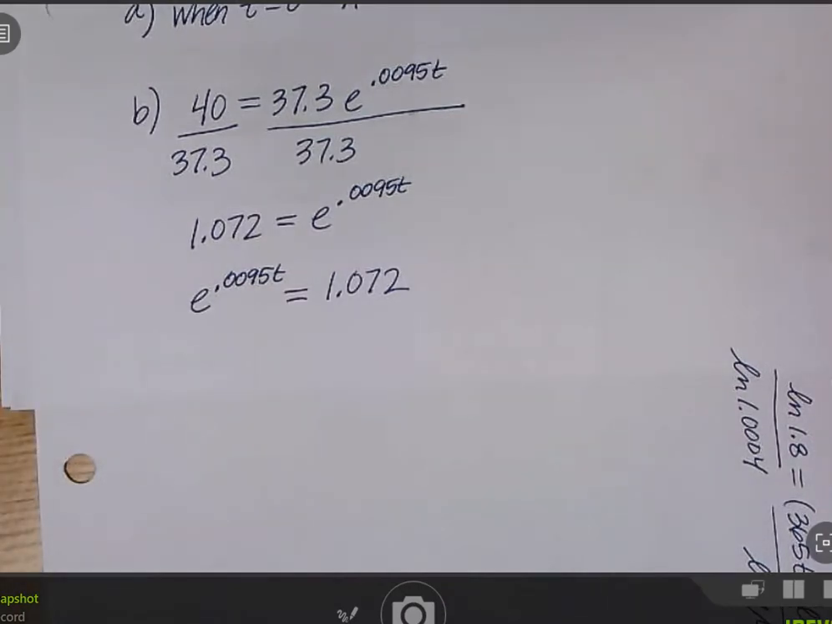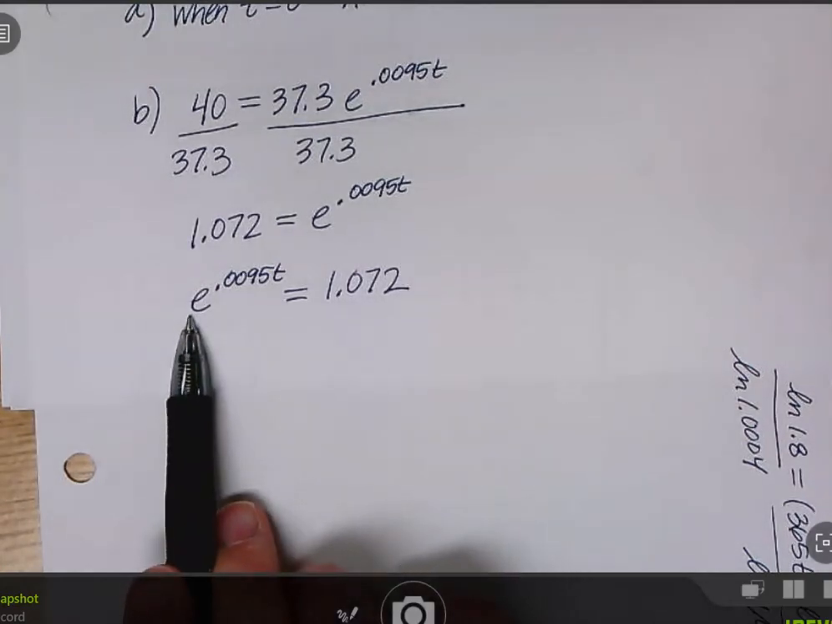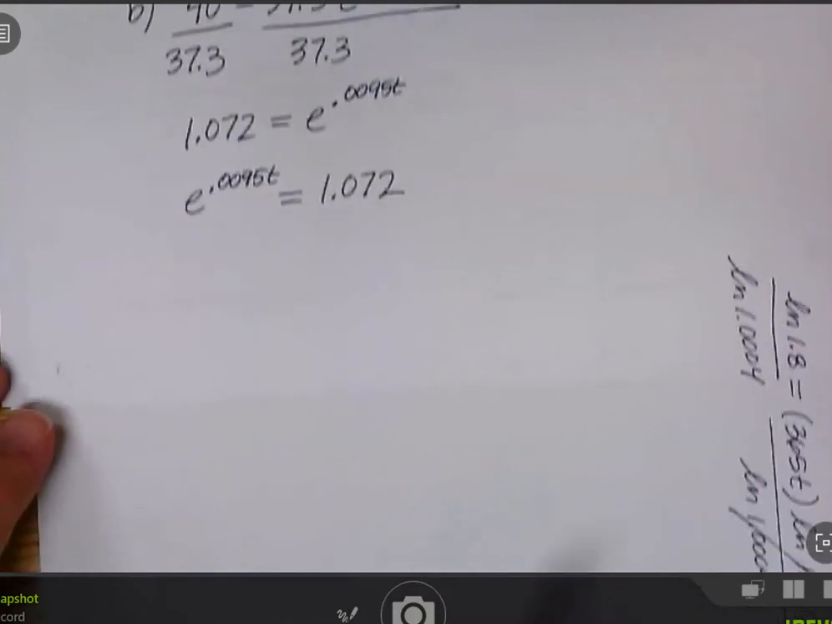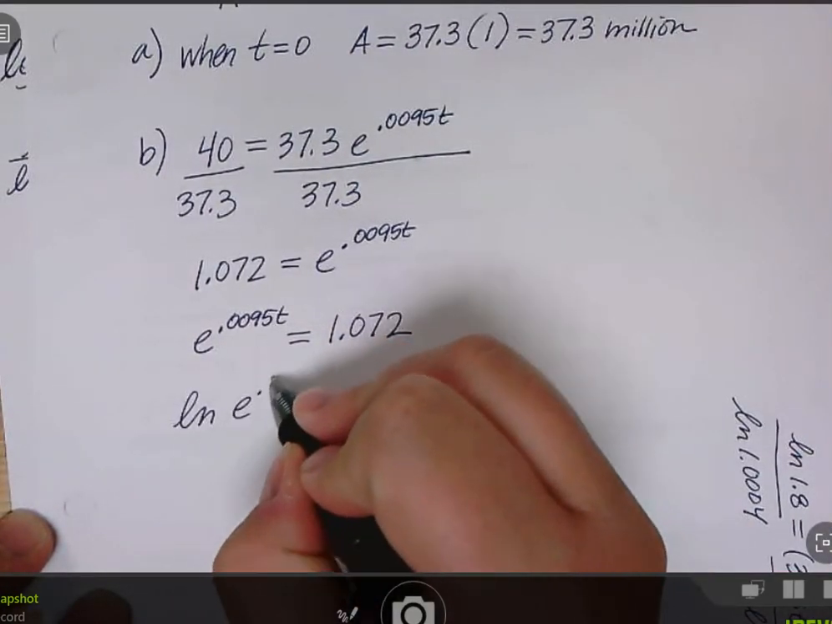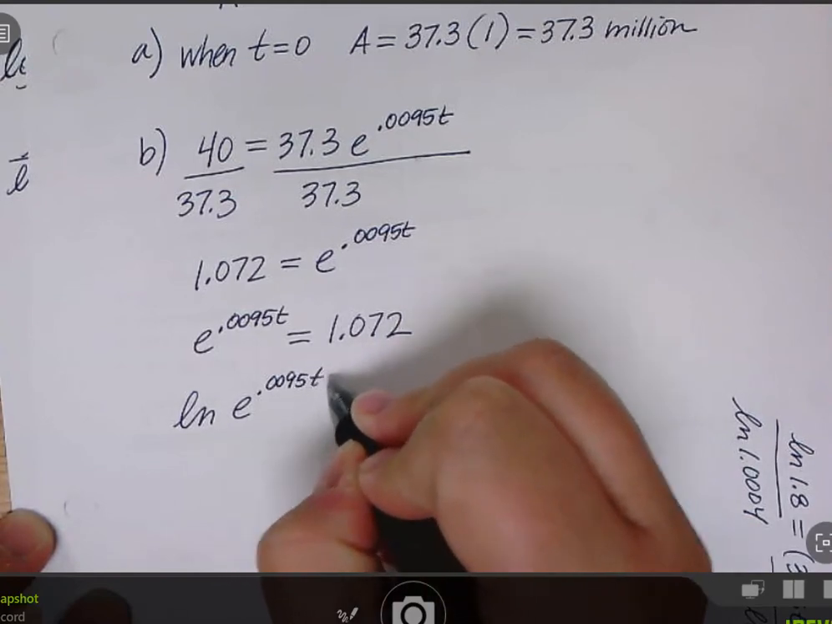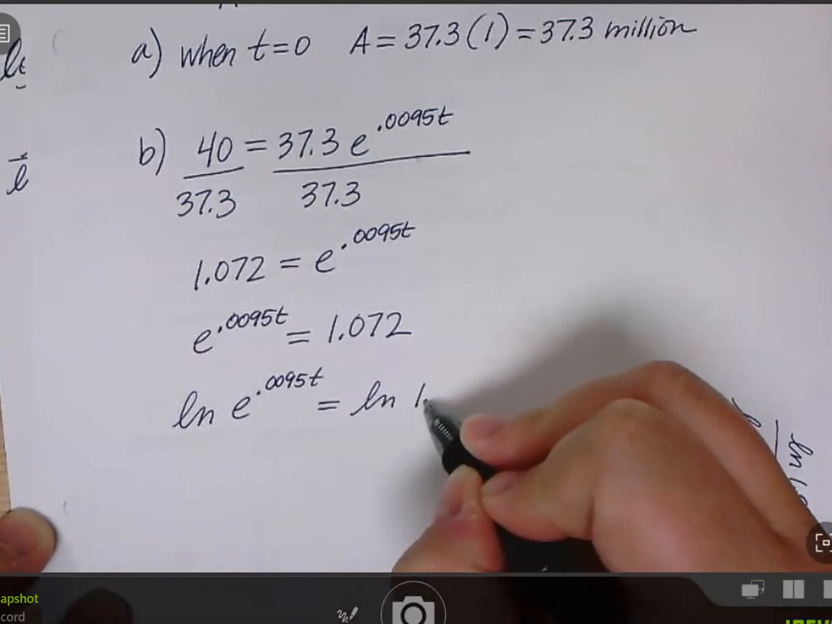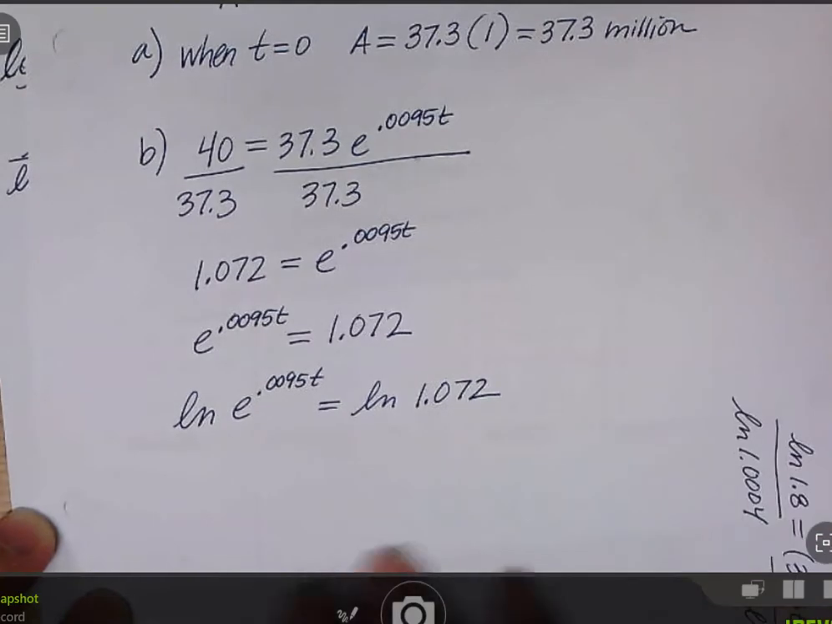Sorry, that was another intercom break. Okay, we could do this by either rewriting it in logarithmic form, or by taking the natural log of both sides, or common log, any log. But I think I'm going to take the natural log of both sides because if I take the natural log of an e, that will simplify nicely. So let's see how that works. Natural log of e to the 0.0095t equals natural log of 1.072.